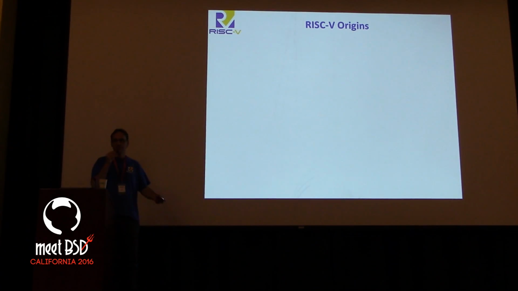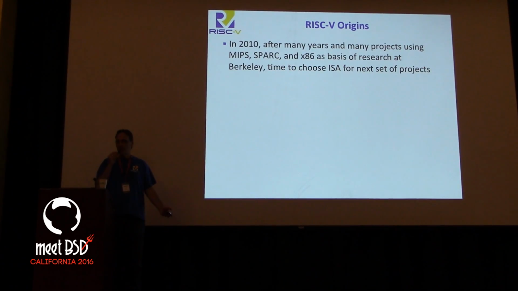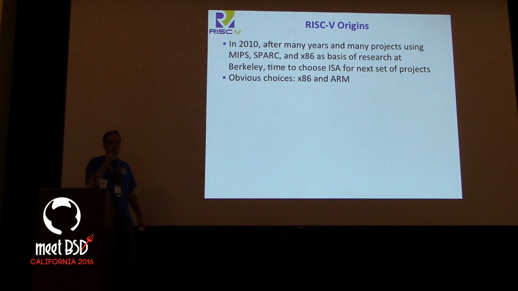So I go back to the origins of RISC-V. My group, over the many years, has built lots of architecture research chips. And every so often, you get to this point where you start a new round of research and you want to pick the ISA you're going to use as the basis for your systems for the next bunch of projects. And the considerations are usually, what has the most software available that you can just reuse in your project. Back then, as now, the obvious choices were x86 and ARM, right? Those are the two popular ISAs. They still are now.